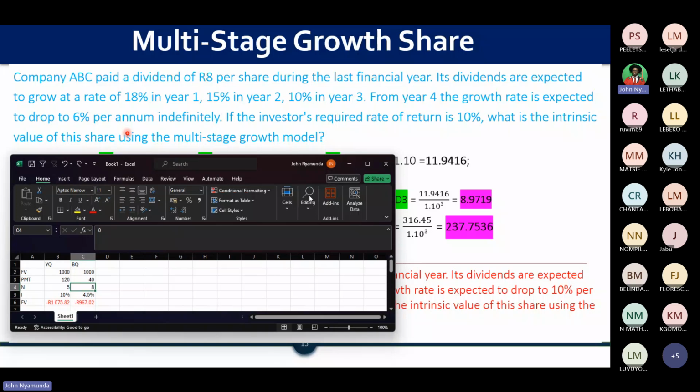Okay, ladies and gentlemen, let's continue. You know that we did a two-stage discount model last week.